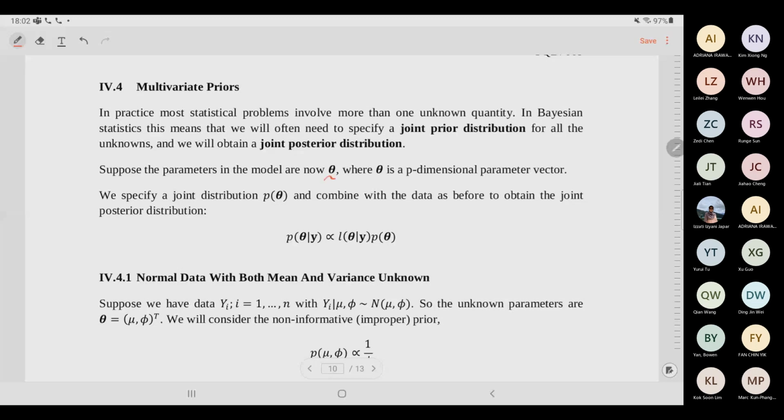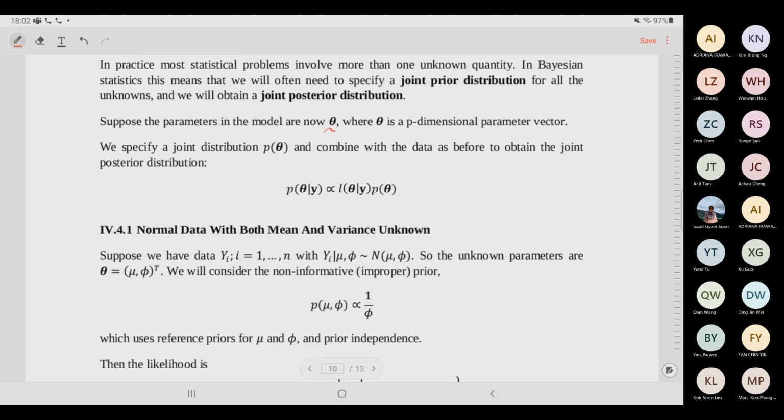Okay, so for example, if you have a theta, so theta is a vector now, right? Theta is a vector. So theta can be p-dimensional. So p-dimensional means it has p parameters inside. Okay, and if we specify a joint prior, and combine with the data, so you can see over here, the posterior is actually a posterior for all p parameters, right?